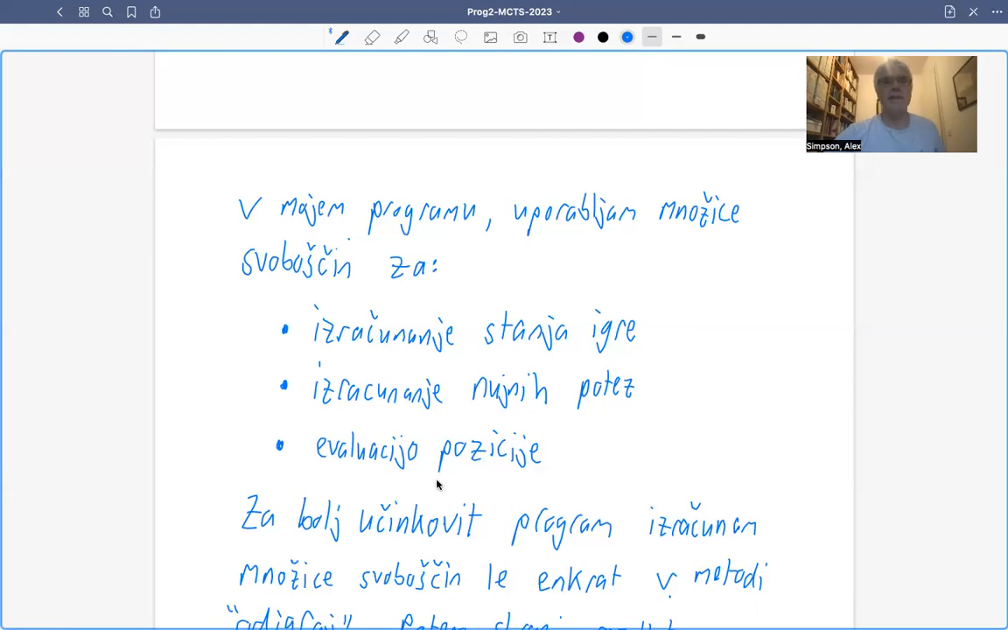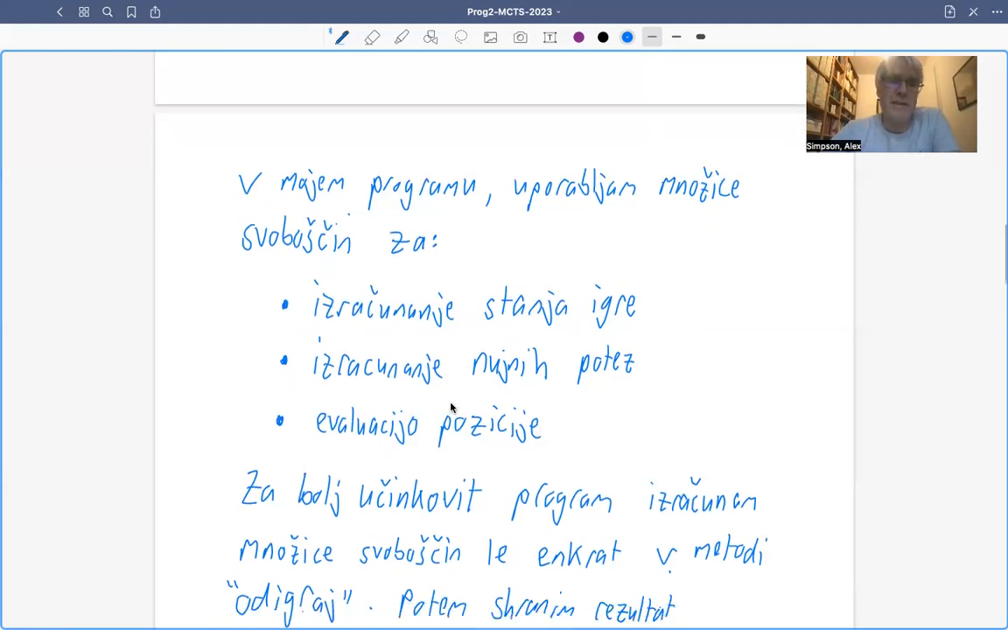In fact, in my case, the whole position evaluation is based on the sets of liberties. So because I'm using it for three different things, one wants to avoid a situation in which every time you ask for the set of liberties, you recalculate it from the current game position. That would be very wasteful, because calculating the groups and their sets of liberties is a computationally intensive task.